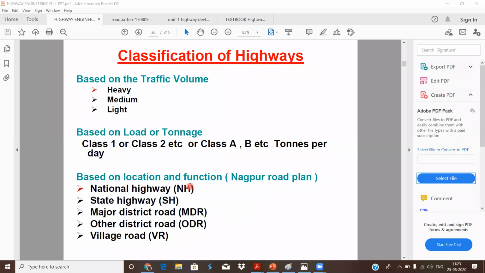Okay, next one, based on location, based on function. In this category we have many types. It is related to the Nagpur road development plan, and in exams it is sometimes called classification of roads based on rural roads, or classification of the Nagpur road plan, or based on location and function. For all of these we have the same classifications: national highways, state highways, major district roads, other district roads, and village roads. We will discuss them briefly next.